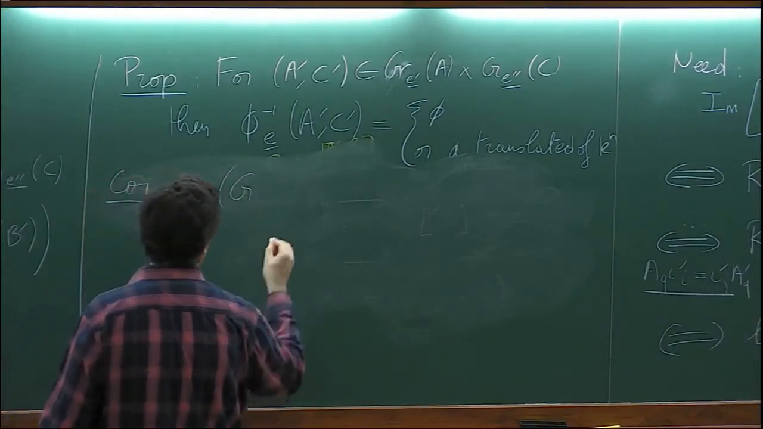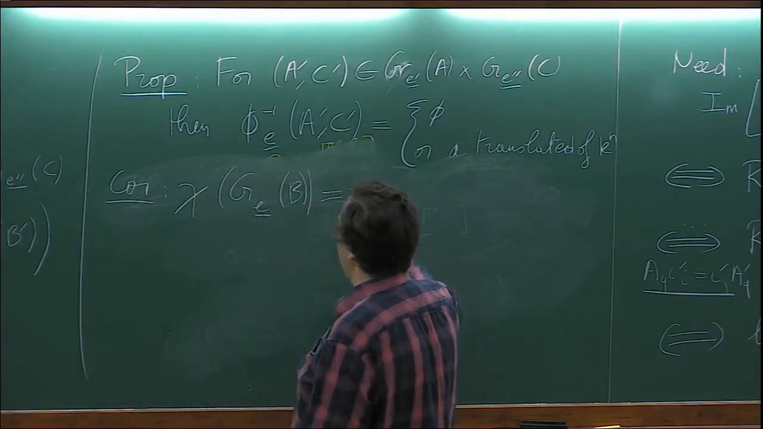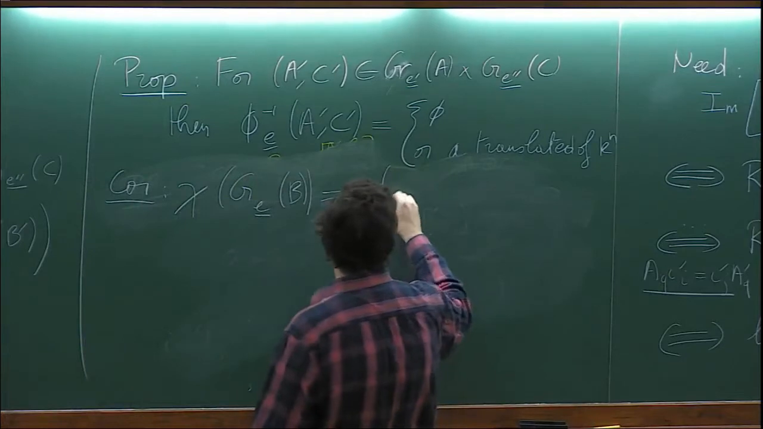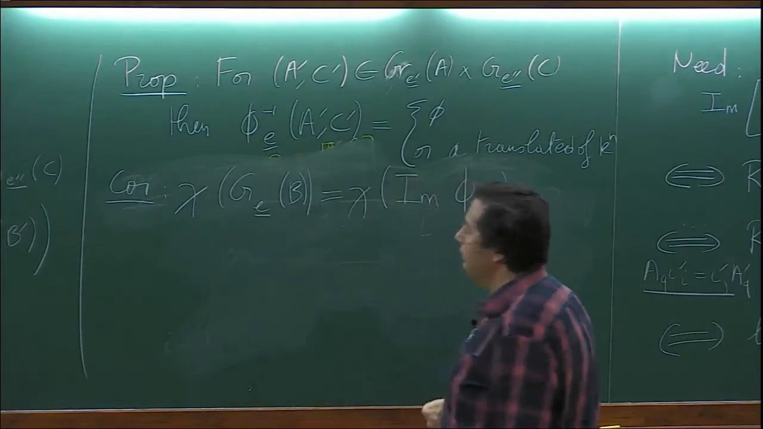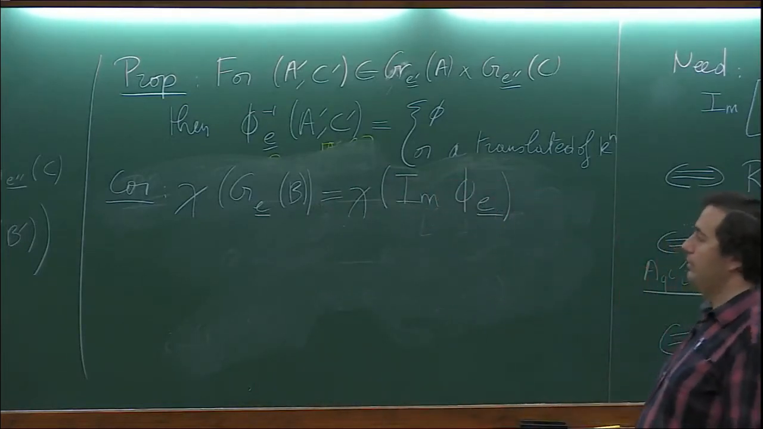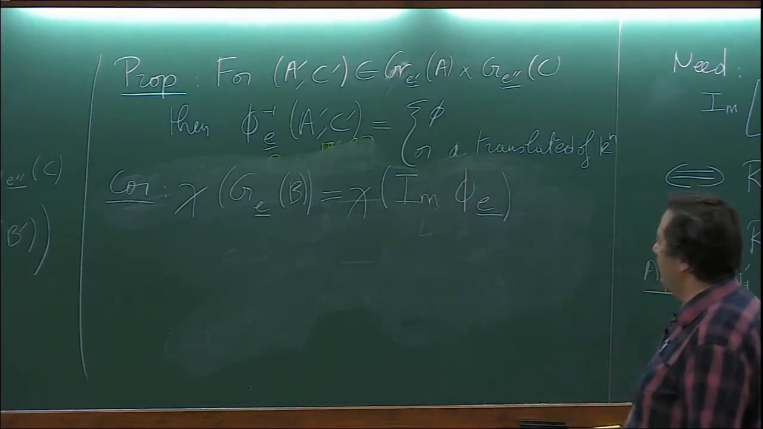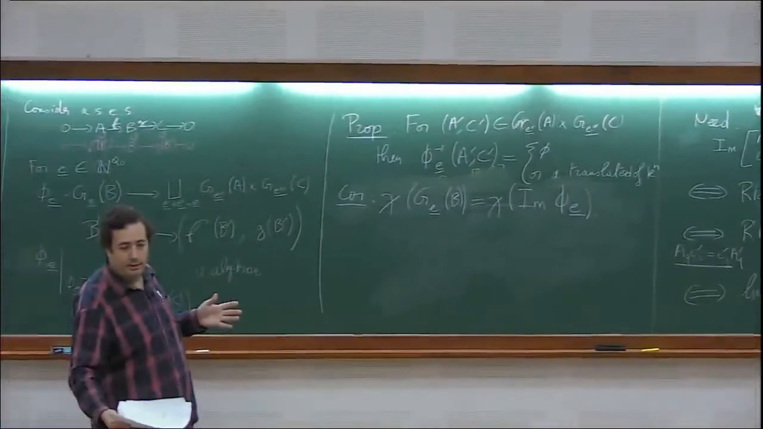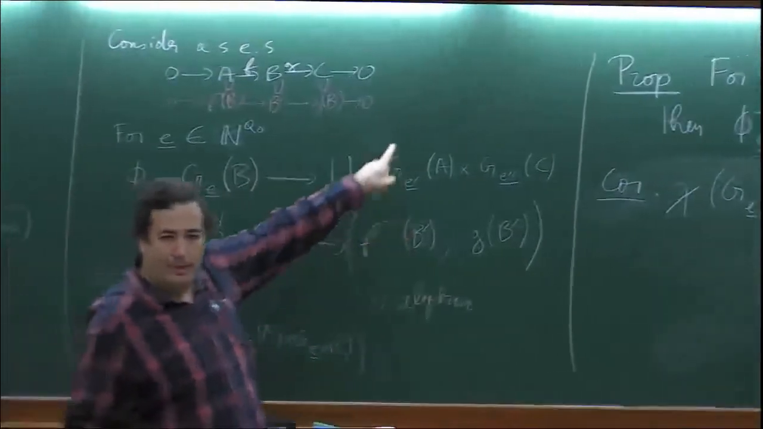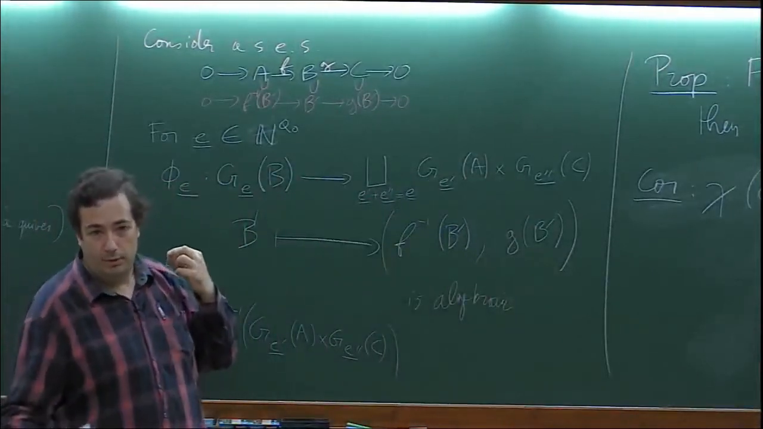The Grassmannian of E submodule of B is equal, in terms of Euler characteristic, to the Euler characteristic of the image of phi E. I will not write the proof, I will say it orally because it's really straightforward at this point. How do you do that? You essentially say that, okay, when you look at phi e, you can decompose that in terms of the image of phi e and the complementary. Of course, over the complementary of the image, the fiber is 0, so it has Euler characteristic constant equal to 0.